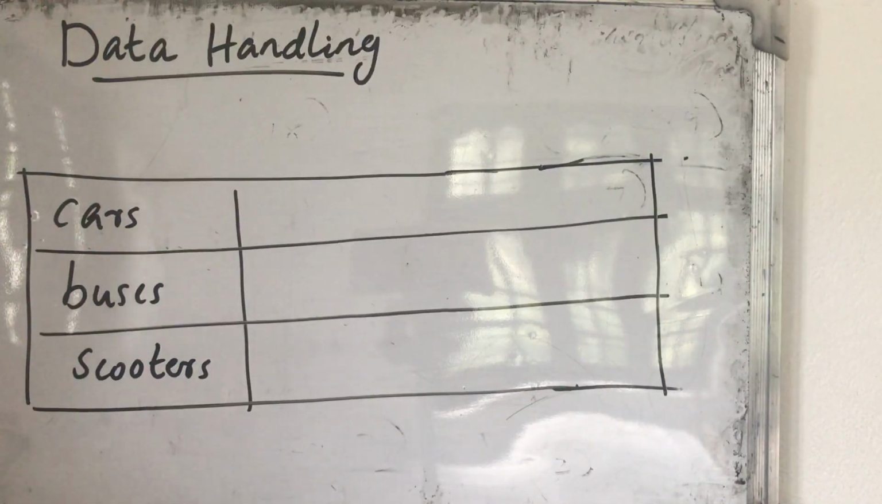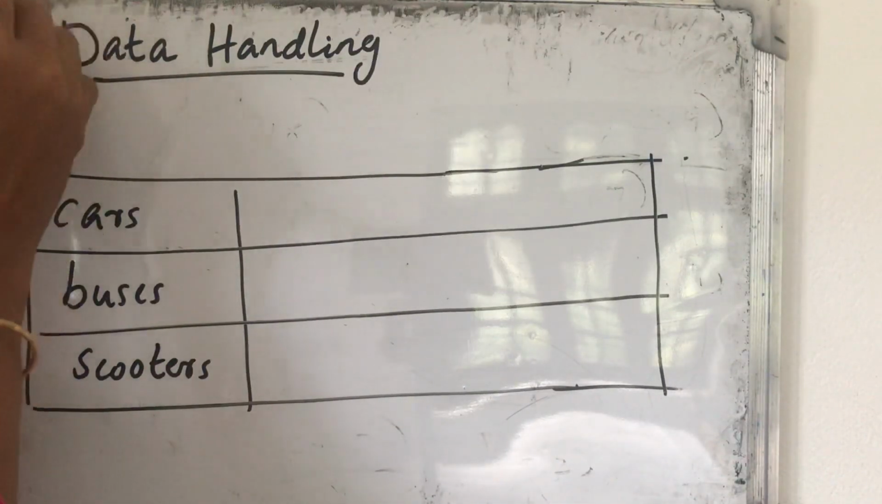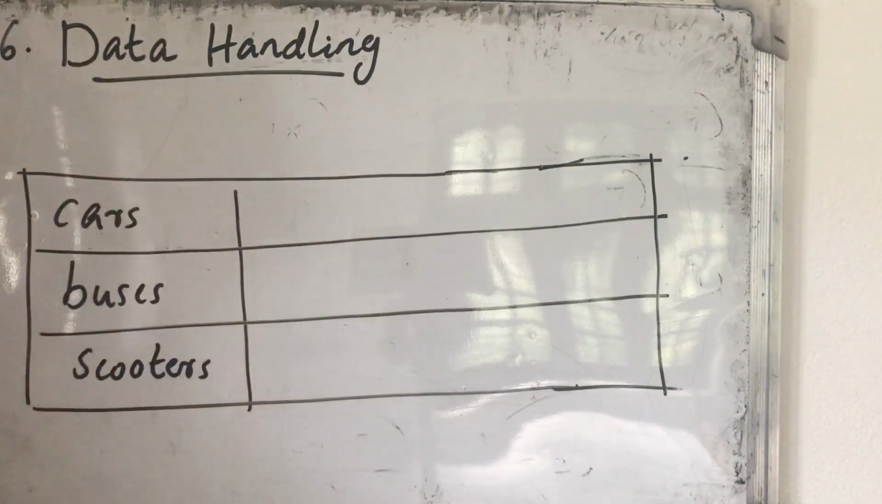Last chapter we couldn't complete, so that chapter is data handling. What is data? Does anybody know what data is? Data is a collection of information. Different information we can collect, that we can say as data.